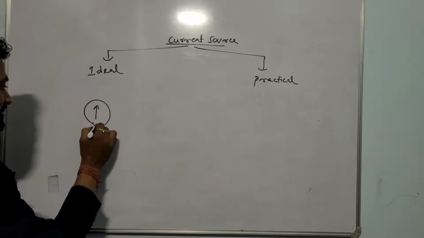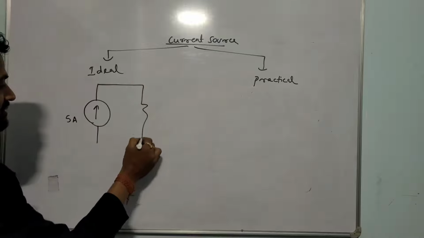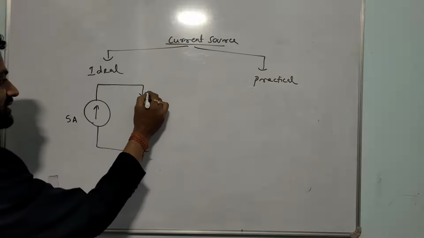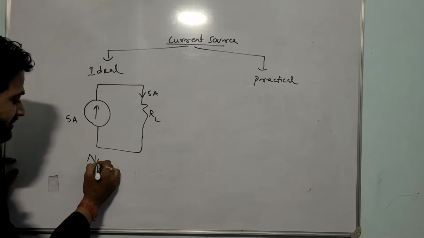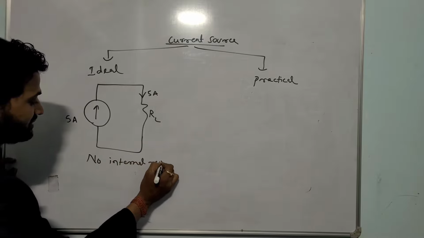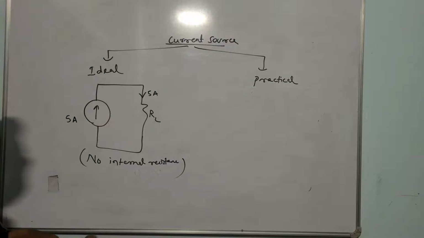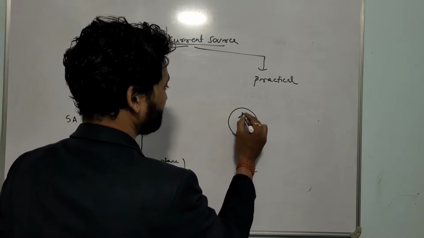ये हो गया आइडियल करंट सोर्स. मतलब let the magnitude is 5 ampere and there is a load here. मतलब 5 ampere current is flowing through the load. There is no internal resistance. मैं बोल रहा हूं no internal resistance.